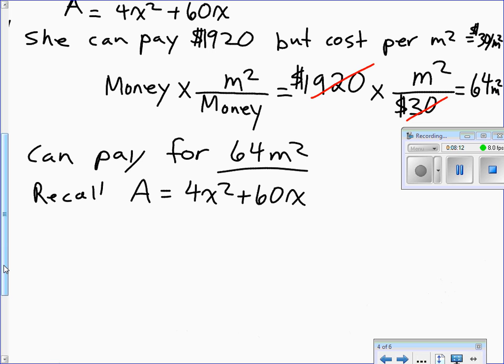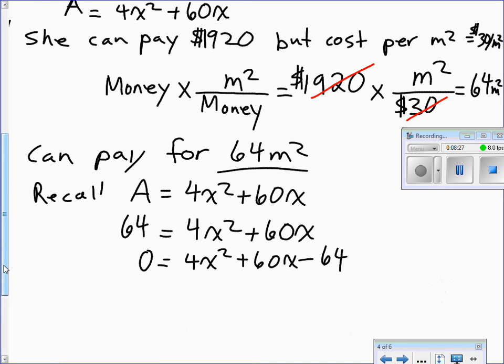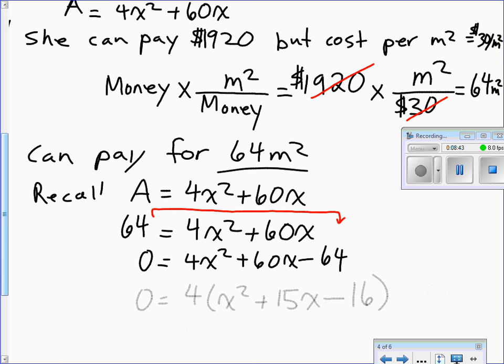All right, so remember that our area calculation was 4x squared plus 60x. So what we're going to do is let A equal 64, based on the fact that she can only pay for 64 meters squared. And now we go back to this equation by taking our 64 and moving it to the other side of our equation. And now we factor out a GCF. So our GCF in this case is 4. So we're left with x squared plus 15x minus 16.